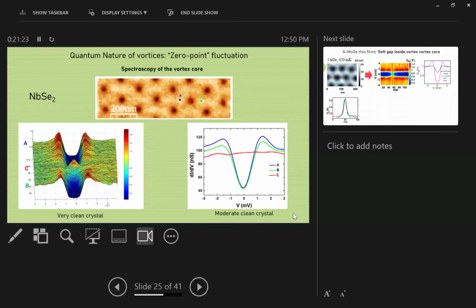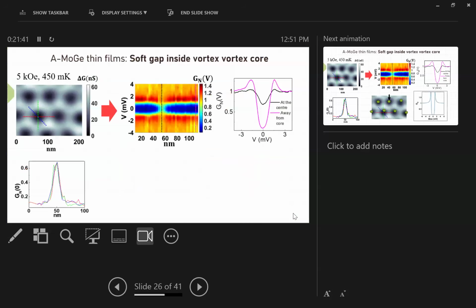However, this is very sensitive to disorder, and if you take, for example, a slightly more disordered crystal, then this will get washed out and you'll get something that is completely flat inside the vortex. These two behaviors are understood.